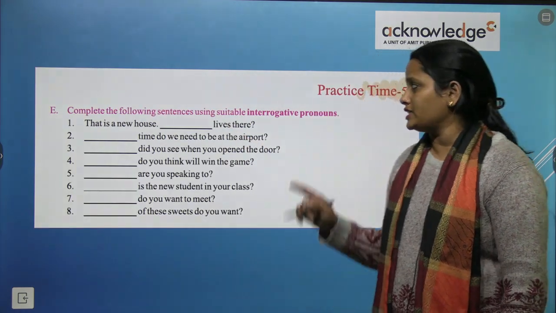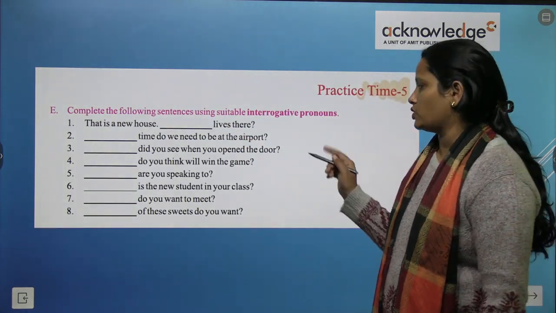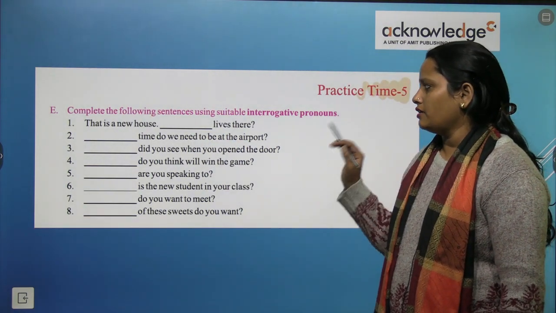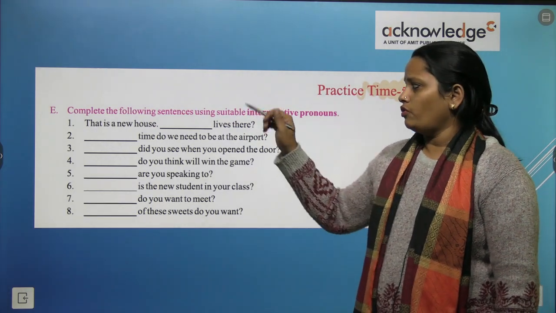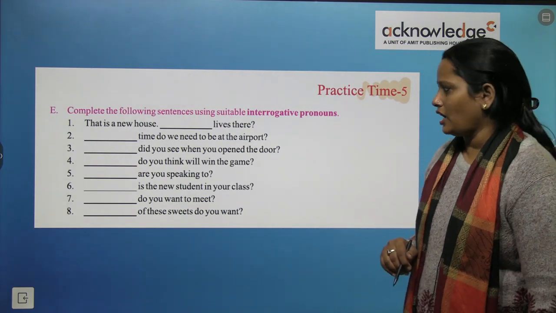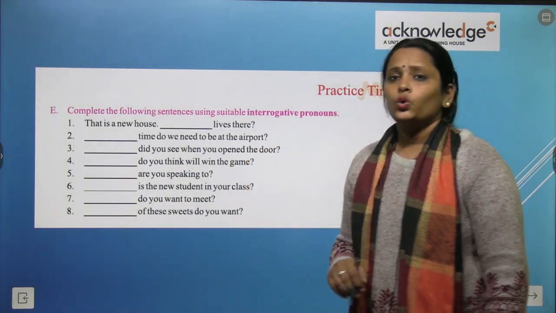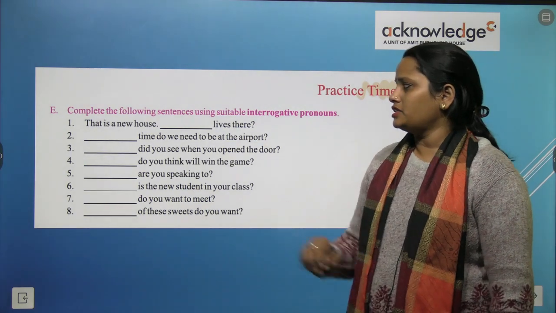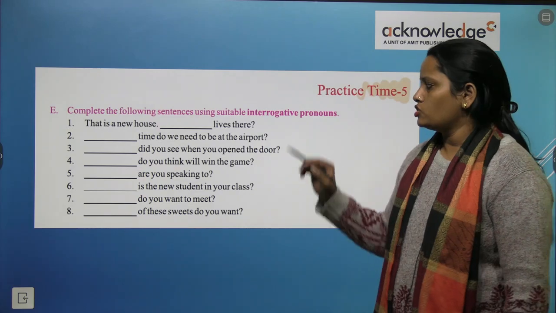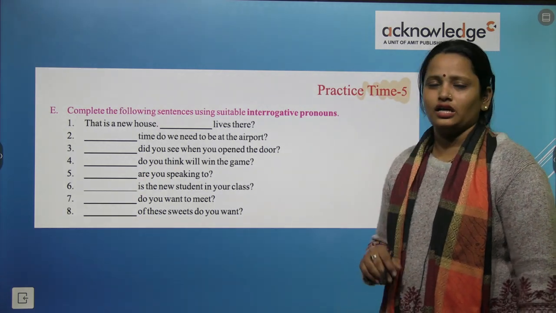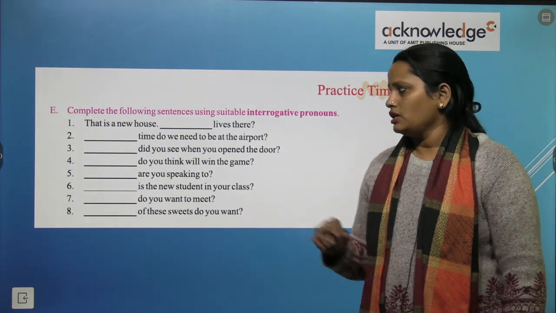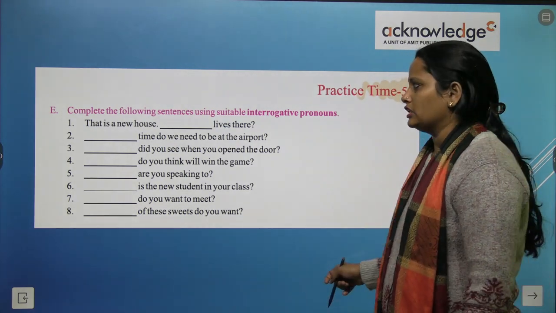Now complete the following sentences using suitable interrogative pronouns. So that is a house dash lives there. So वो एक घर है dash lives there. कौन रहता है यहाँ पे? So हम लिखेंगे यहाँ पे who lives there. The second one is dash time do we need to be at the airport. So what time do we need to be at the airport? Airport हमें किस टाइम तक पहुँचना है? So we have done 2 questions here and the rest is your homework.